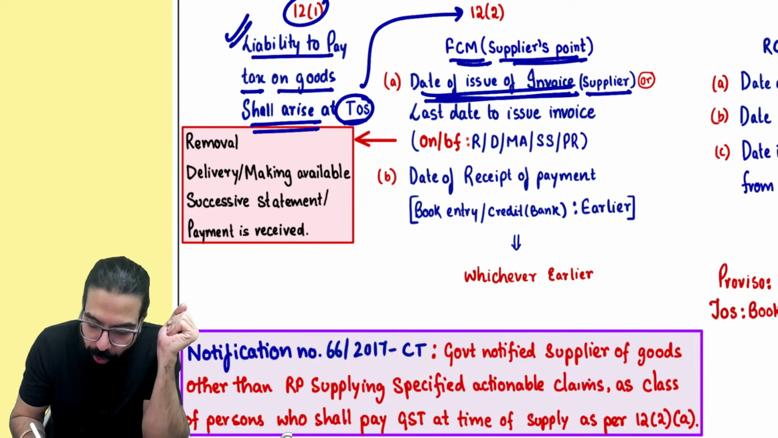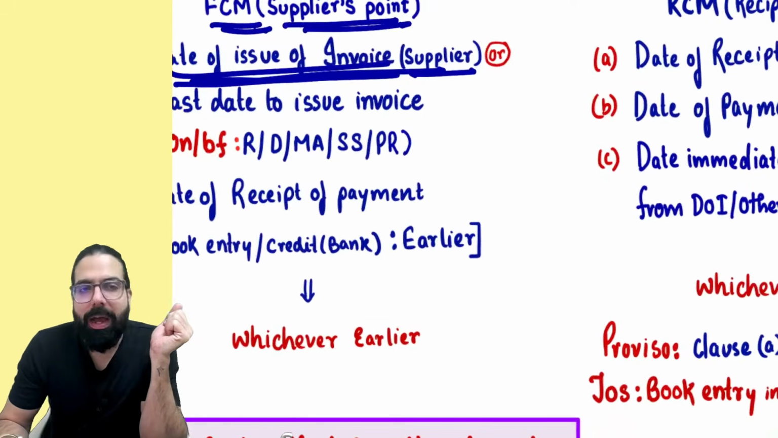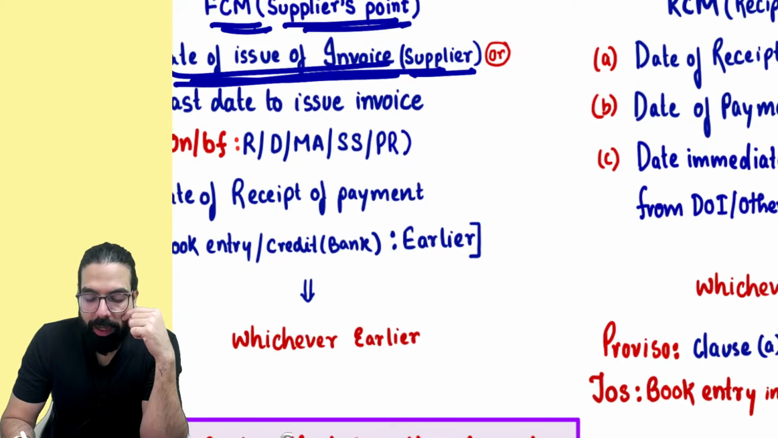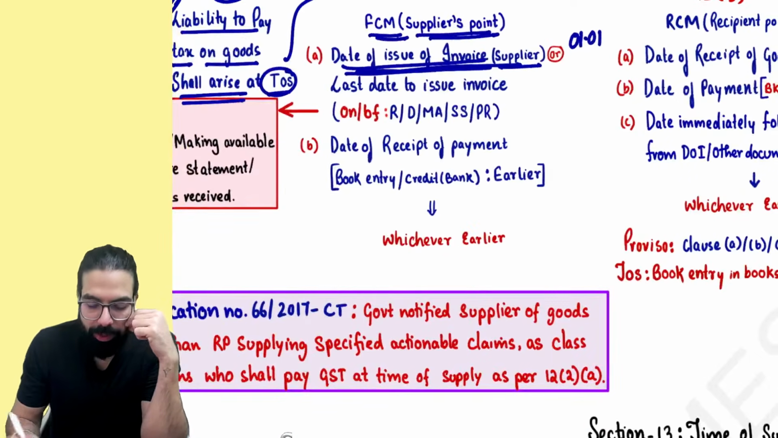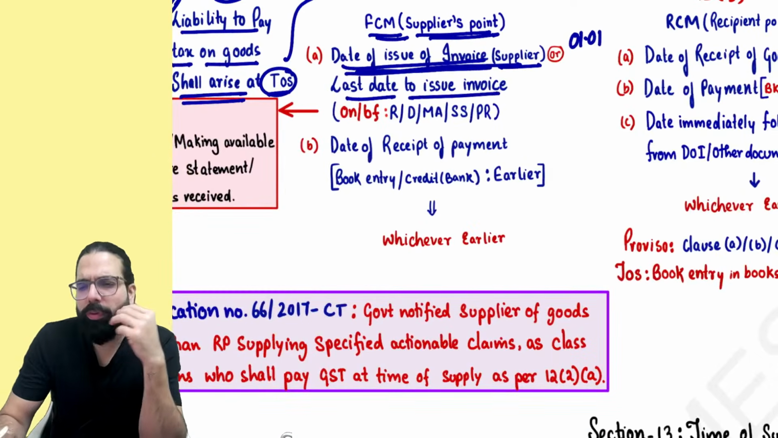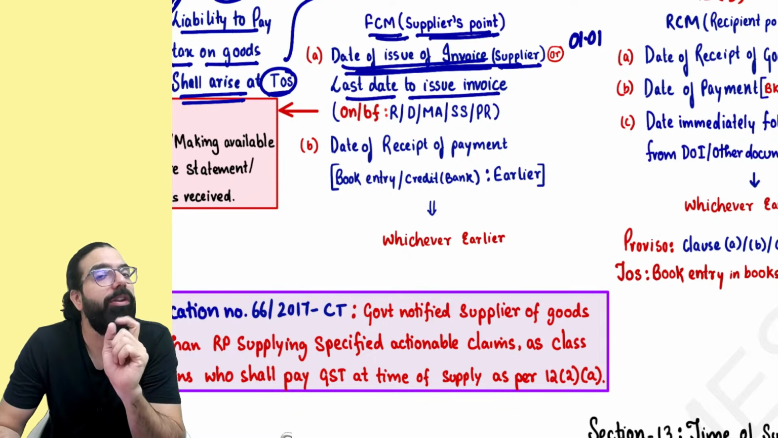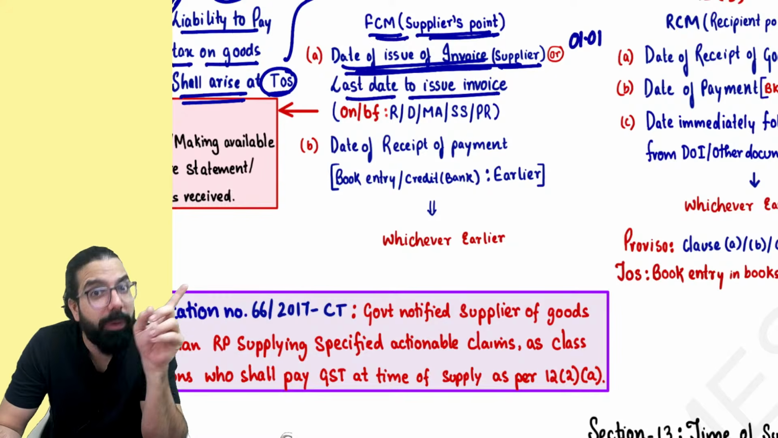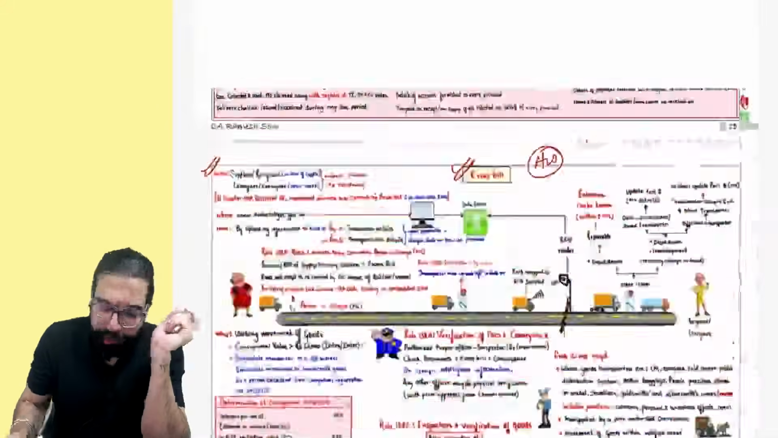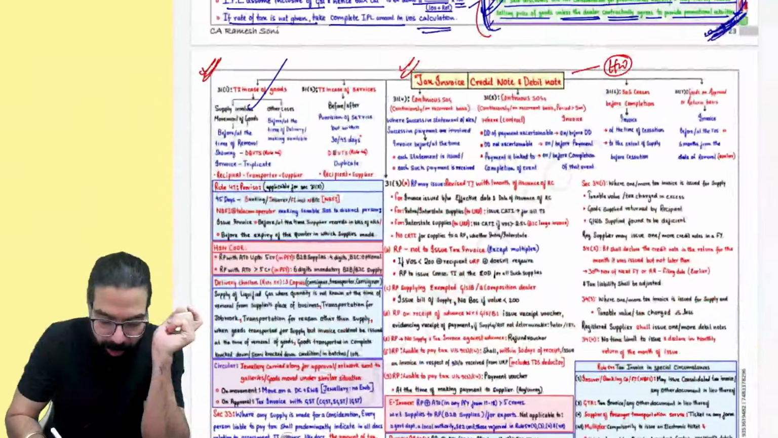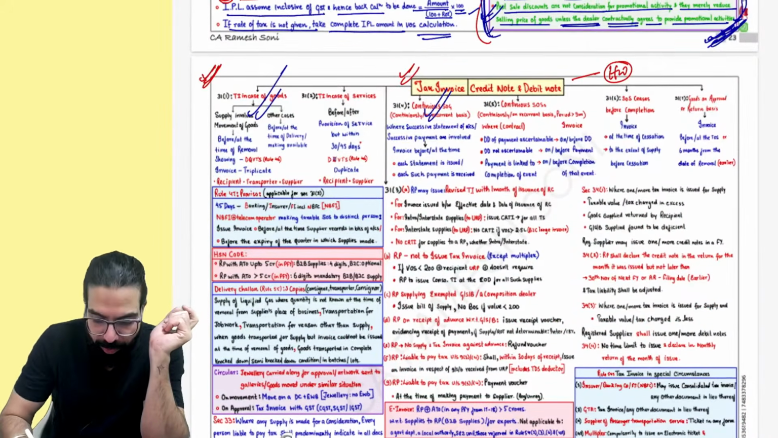Date of issue of invoice by the supplier. For example, I went ahead and sold something and I issued the invoice on 1st of January. Okay, sir. Then it says last date to issue invoice. Sir, what do you mean by this last date to issue invoice? This is the day when you should have gone ahead and issued invoice as per section number 31, your tax invoice chapter. In your tax invoice chapter, you have learned, in case of goods, when do you have to issue invoice?